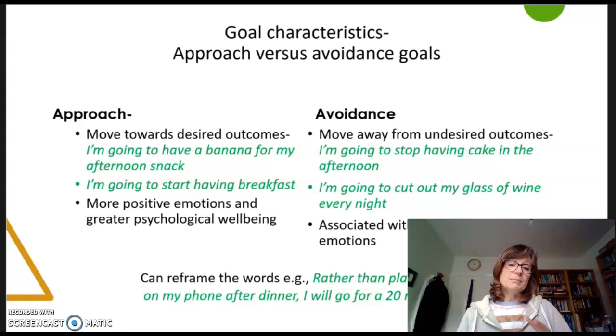So it might be that we would be suggesting, I'm going to have a banana for my afternoon snack 3 days a week instead of the cake. Or I'm going to start having breakfast rather than having a donut at 10 in the morning. I'm going to have my glass of wine on 3 days a week, but on the others I will have a soft drink. It's just thinking through that, reframing it so it's not purely sounding like an avoidance goal.